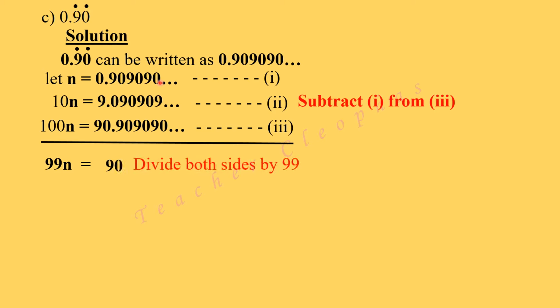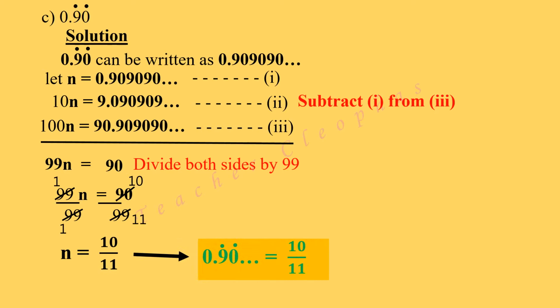So we can divide both sides by 99. So we can now simplify. Dividing by 99, we get 1, and by 99 we get 1 as well. On the right hand side, by 9 we get 10, and the denominator divided by 9, we get 11. So n equals 10 over 11, implying that 0.909090... with the dot on both 9 and 0 equals 10 over 11.